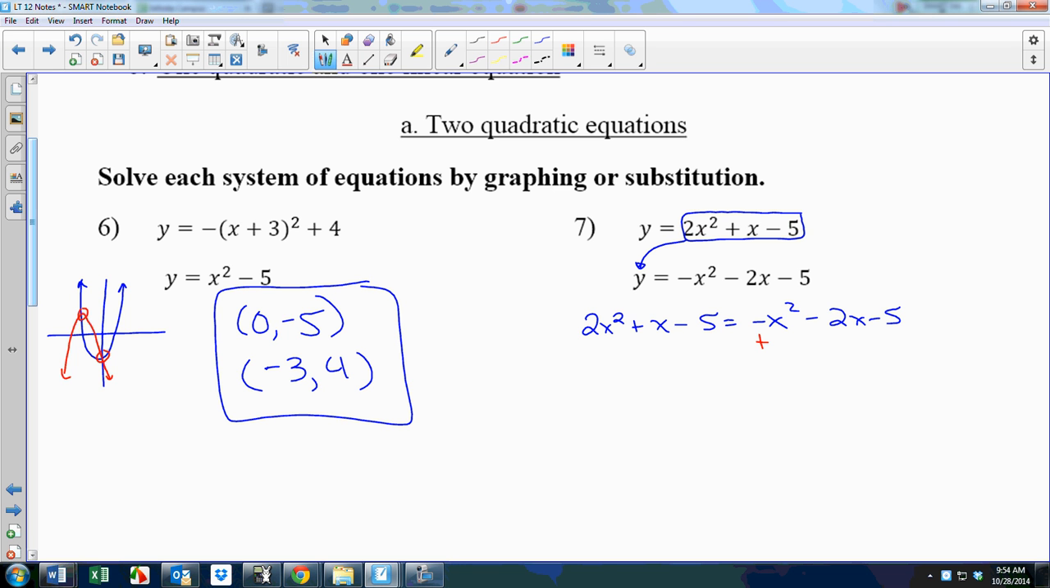So that's what I'm going toward. I like a positive x squared, so I'm going to add x squared to the left, forcing me to add or subtract everything to the left side. So I'll add the 2x to the left side. I'll add the 5 to the left side, and that will leave 0 on the right side. On the left side, a 3x squared plus 3x, and then those 5's cancel. And we'll go to the quadratic formula to find our 2 different x's.